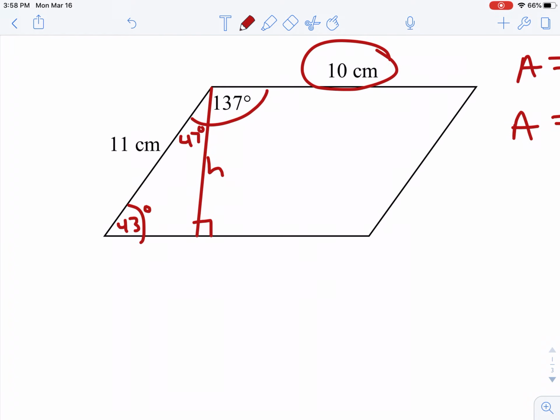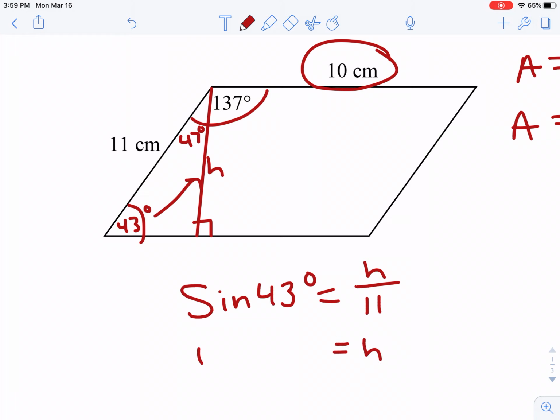Now, that means that I can find my height. It depends on which angle I use. If I use this angle, we're looking at adjacent. If I use this angle, we are looking at hypotenuse. Opposite. So it doesn't really matter. I'm going to go ahead and use sine of 43 degrees is my opposite side, which is my height, over my hypotenuse side, which is 11.